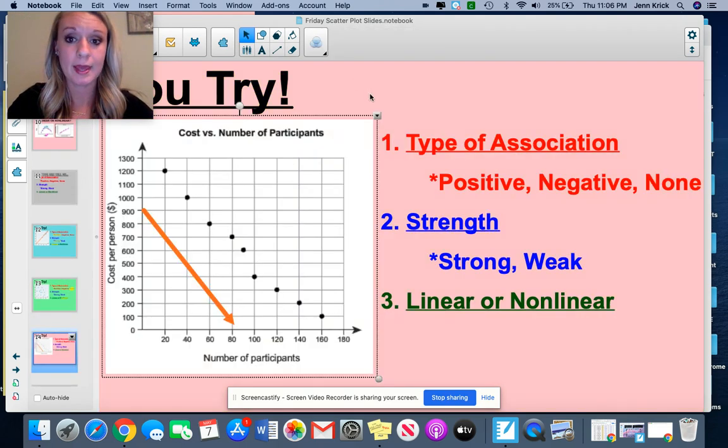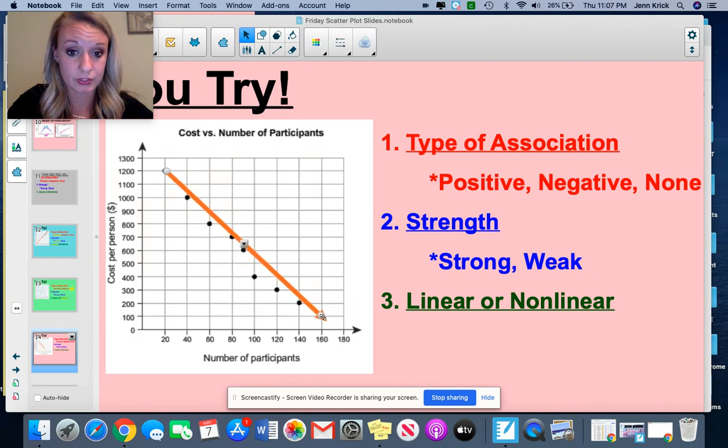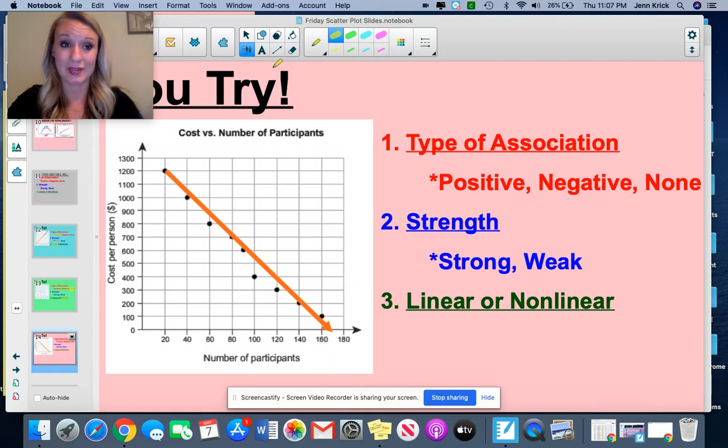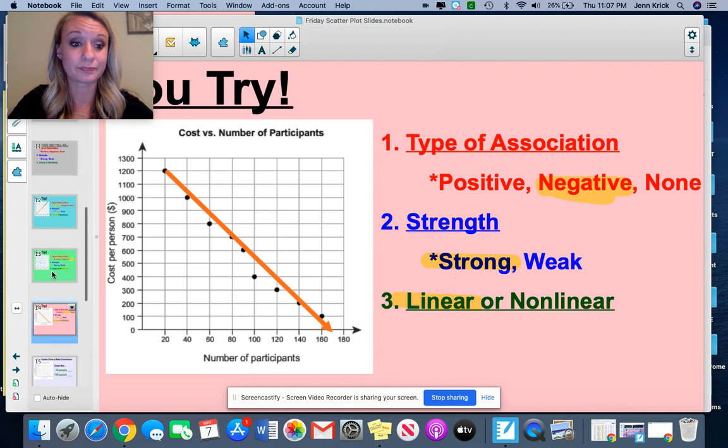All right, this one here. Is it a positive, negative, or no association? Let's draw in our line of best fit first so that we can see. Well, I know that that line is going down. It has a negative slope, so that's going to be a negative association. The data points are very close to the line. They're very close together, so that will be a strong correlation or association, and it also looks like it's in a straight line, so it's going to be linear.